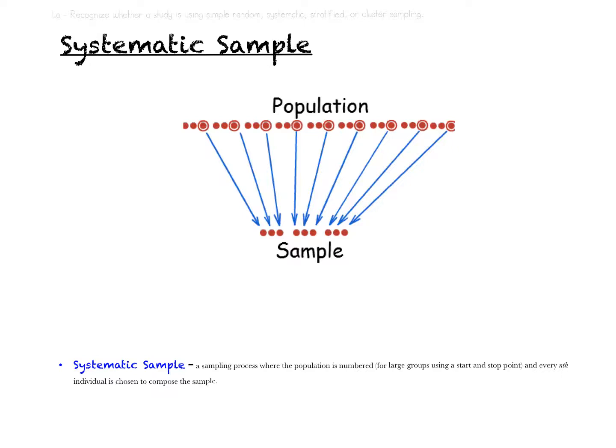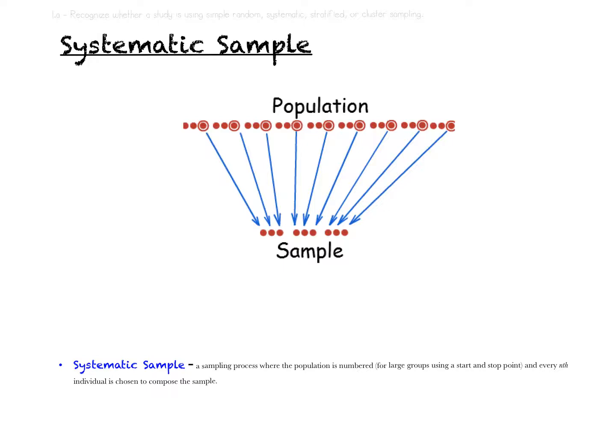You're going to maybe choose a certain stop and start point, which is a drawback of systematic, is if I'm doing a large group, this isn't very realistic. And then I choose every nth individual to complete the sample. So in this visual, every single person is numbered, and I'm choosing every third person. So 1, 2, 3, you're in the sample. 1, 2, 3, you're in the sample. 1, 2, 3, you're in the sample.